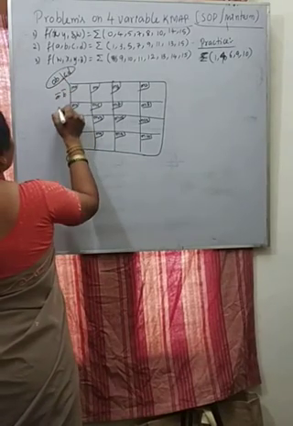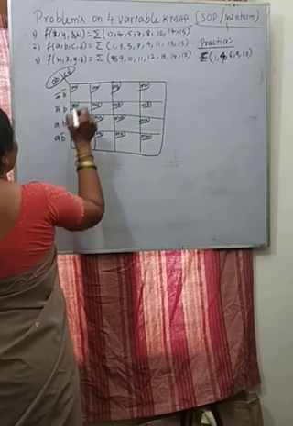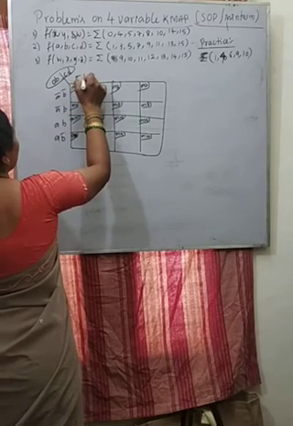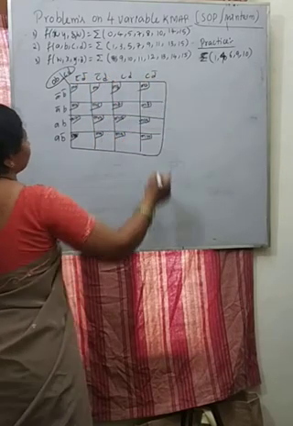The labels: A bar B bar, A bar B, A B, A B bar. C bar D bar, C bar D, C D, C D bar.